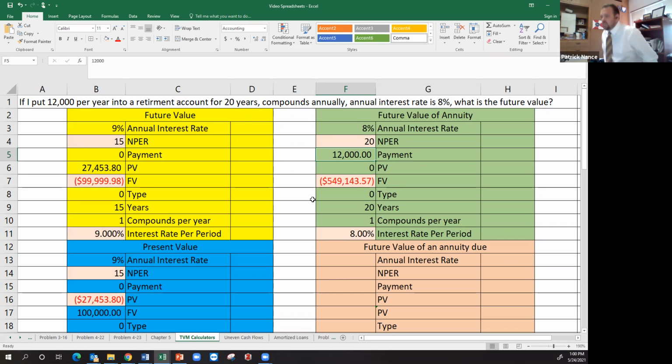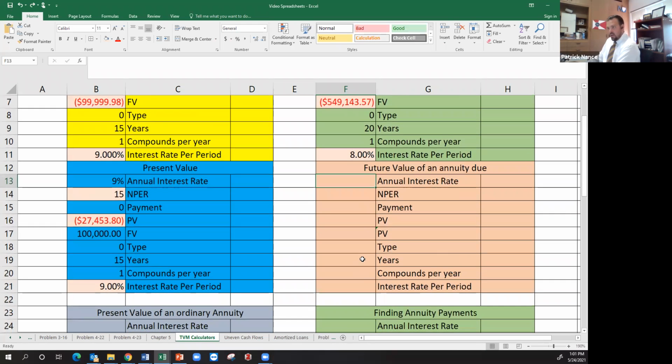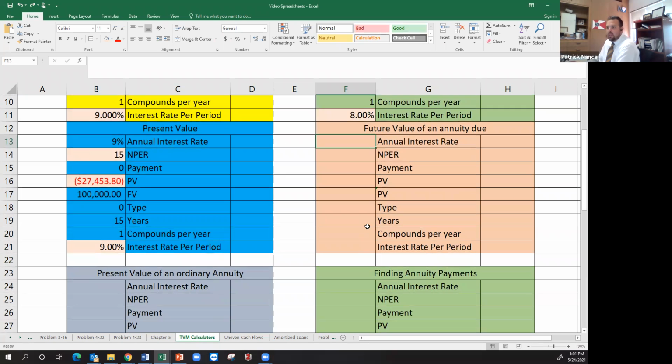It does change the calculation a little bit, but the good news is in Excel, it's actually really easy to change that. As a matter of fact, I could go up here and make this an annuity due by simply changing this number from a 0 to a 1. We'll talk about why that is here in just a second. But if I change that from a 0 to a 1, that actually makes it an annuity due calculation rather than an annuity calculation.